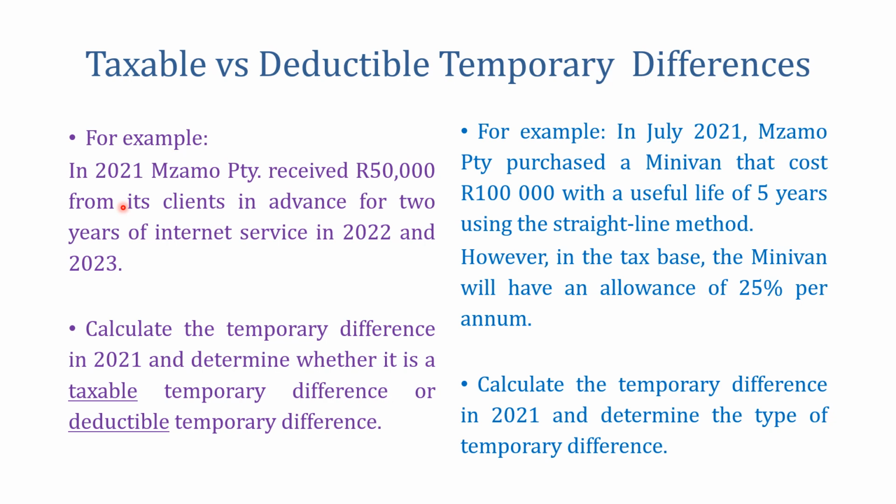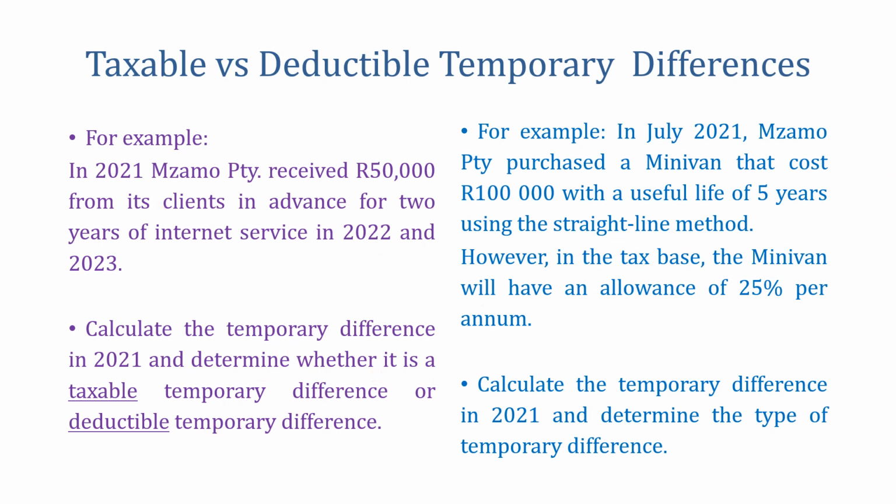In 2021, this company received 50,000 from its client as an advance payment for the internet service that is going to be used in year 22 as well as year 23. So remember, we are in 21, we receive money for a service that we're going to render in year 22 and year 23. Okay, now they say calculate the temporary difference in year 21 and determine whether it is a taxable temporary difference or a deductible temporary difference.